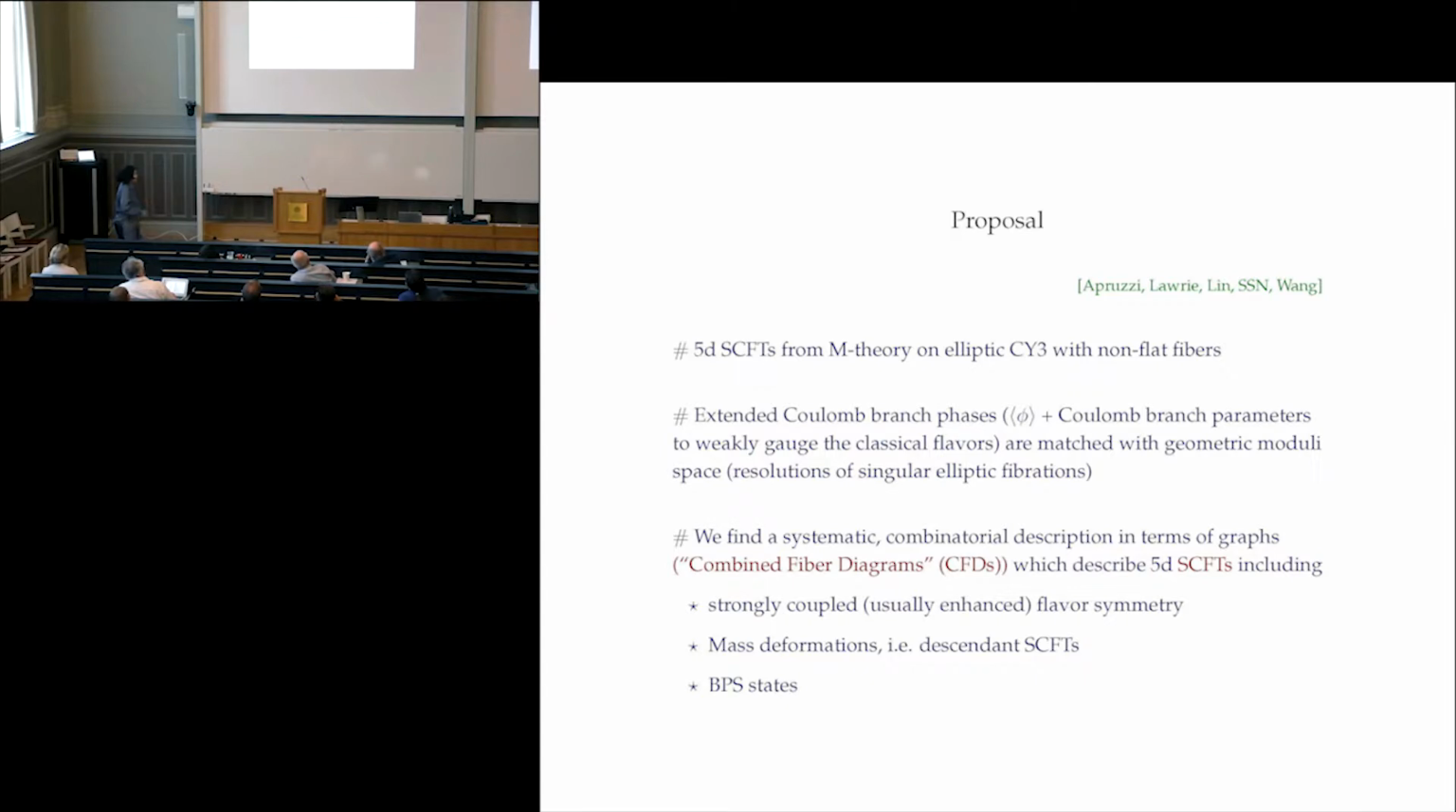What is this diagram going to encode? It'll encode the strongly coupled flavor symmetry. So in these Seiberg theories, it'll be this E_{N_F+1}. Manifestly, it'll tell you about the mass deformation, so it'll tell you about how you flow from a given theory to other theories, the descendant SCFTs. And also we can extract some aspects of the BPS states. So that's a very nice thing, and it just fits into a nice graphical description. So that'll be the goal of this talk.